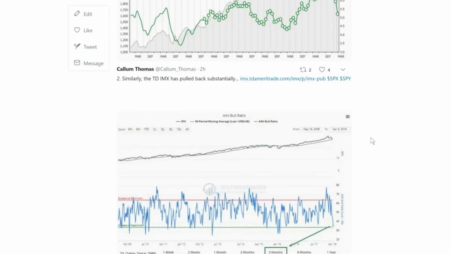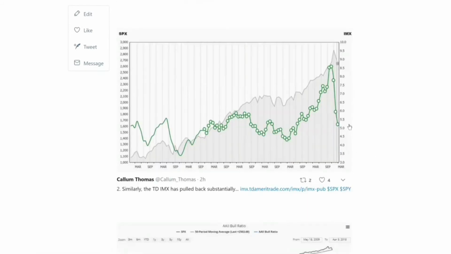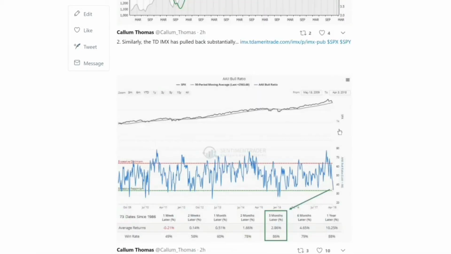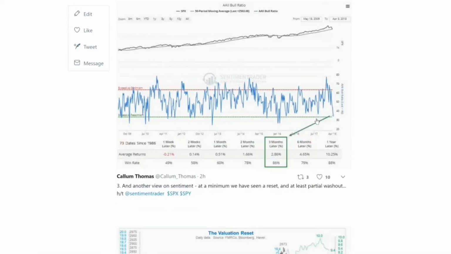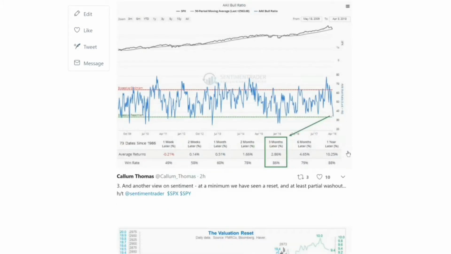So if you look at the Euphoria meter dropping off only somewhat, and the IMX dropping off substantially, and the bull-bear ratio flipping right around, it's a very interesting sentiment setup there. It's very tempting to call the end of the correction with these types of conditions. Certainly raises the odds.